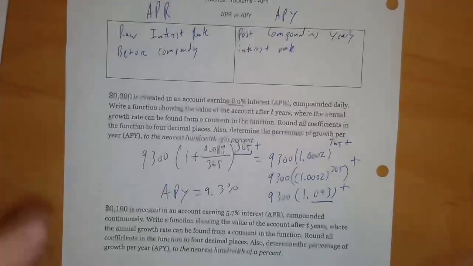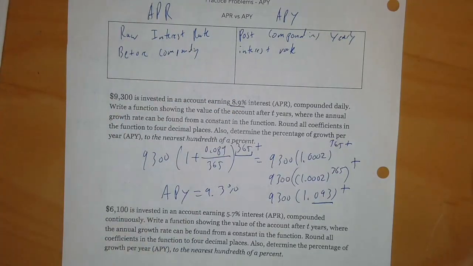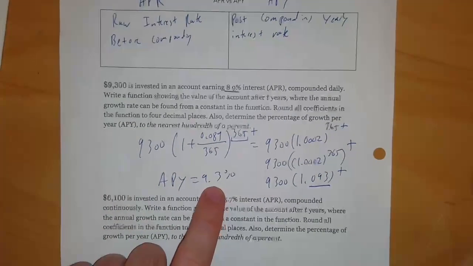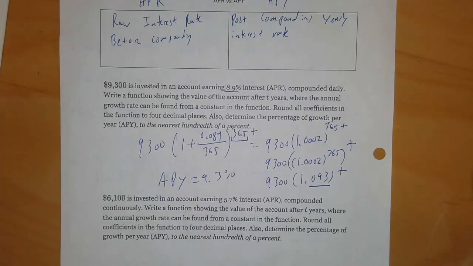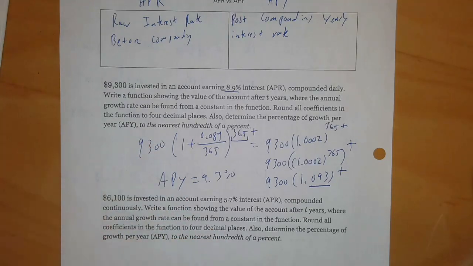Even though it's an 8.9% raw interest rate, because we're compounding daily, that ends up as a 9.3% interest rate per year. So that's why when you're comparing interest rates, you want to compare the APY, not the APR, because that can be misleading. Okay, we're going to call it there.